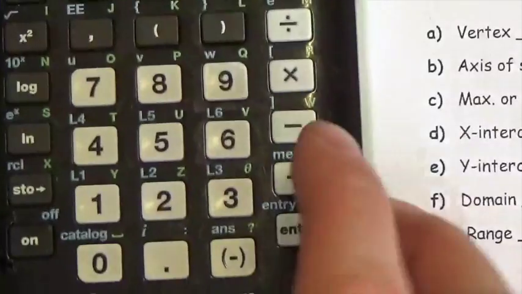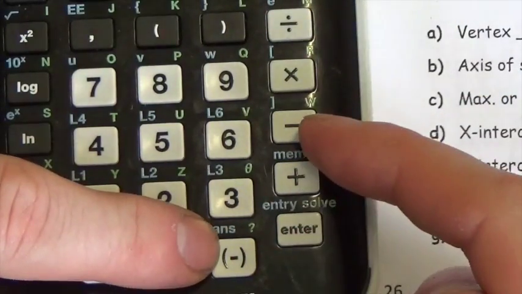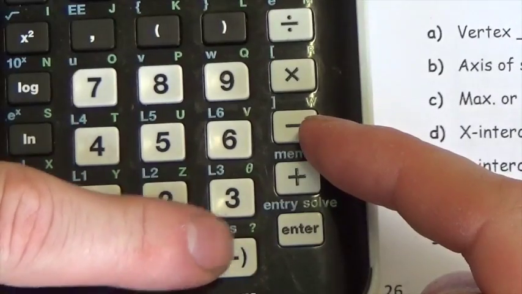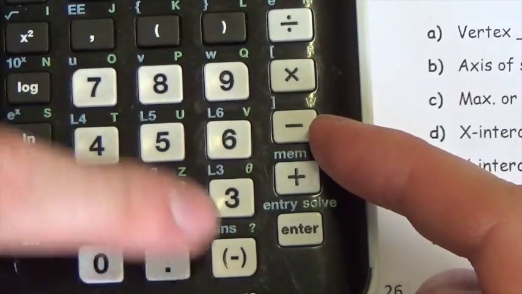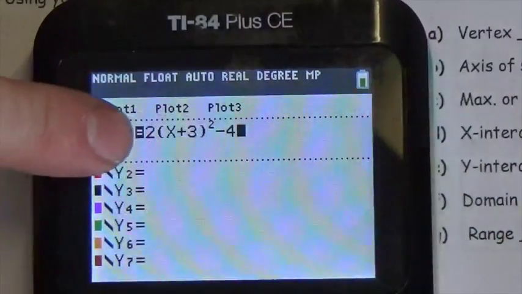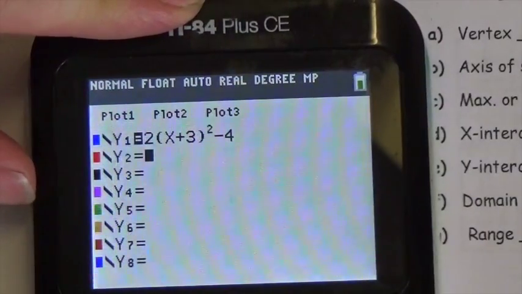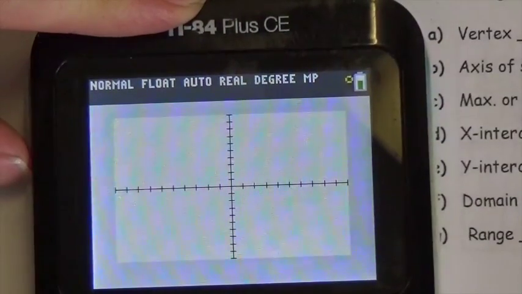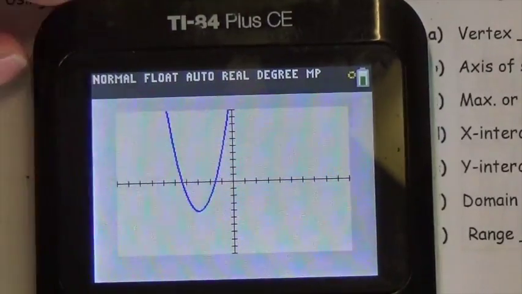So I'm going to use this one, not this one. This is the negative button. This is subtraction. I would use the negative at the beginning of an expression if the first value that I was working with was negative. This is my subtraction, subtract 4. So there's the function that I wanted to graph here, 2 times (x plus 3) squared minus 4. Okay, so there's what my parabola looks like.